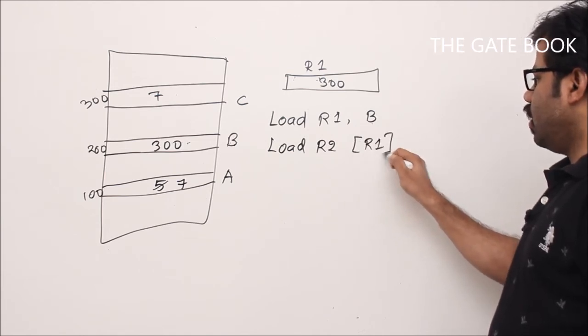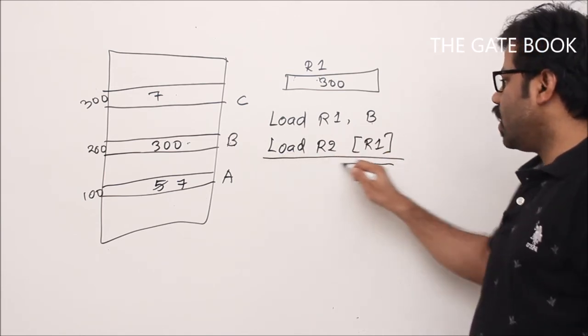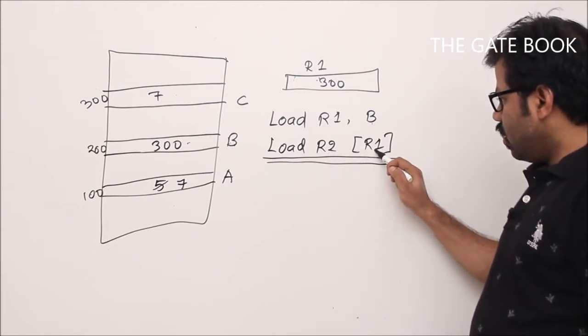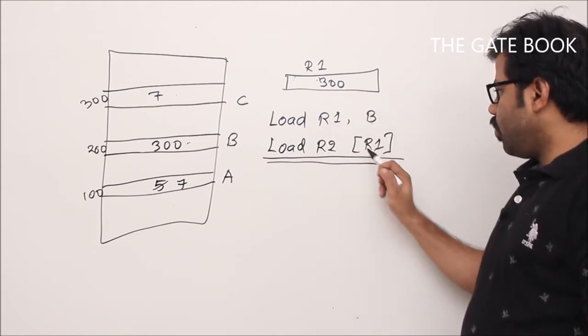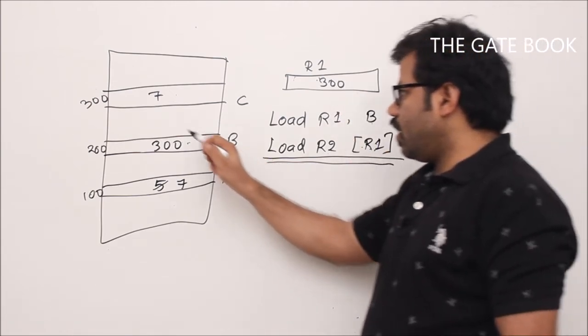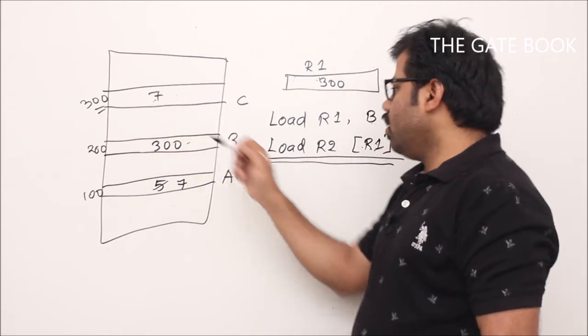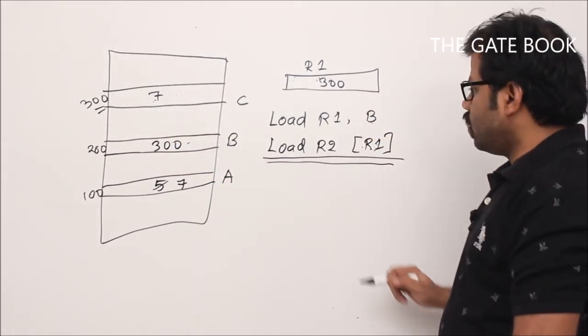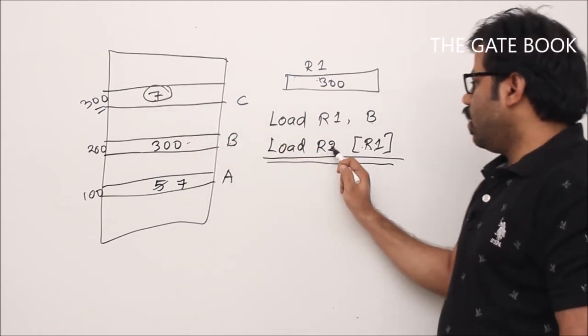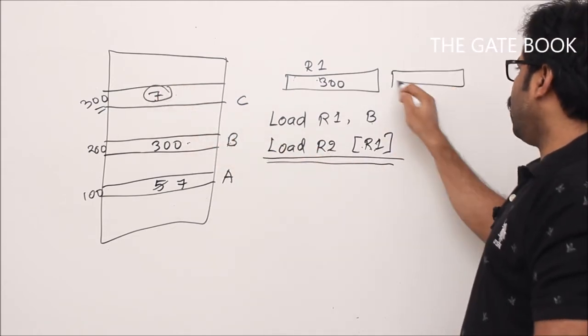Try to understand this one. Is it not register indirect mode? Yes. So what is the meaning of this one? R1 contains something. So go to that memory location. That means R1 is 300. Value at 300. Go to 300. You get some data. Fetch it, correct? And of course, when you do that, directly we fetch what? 7 into R2.